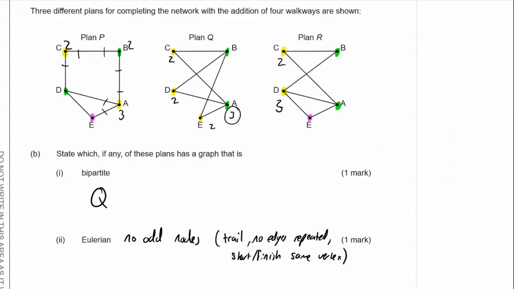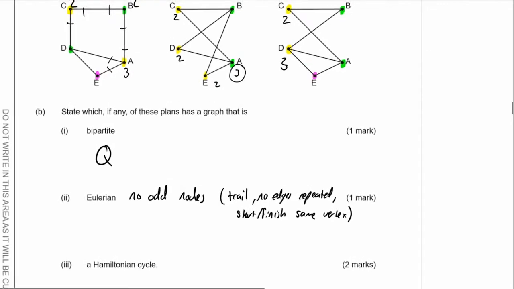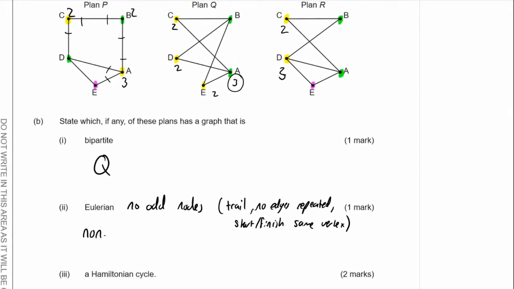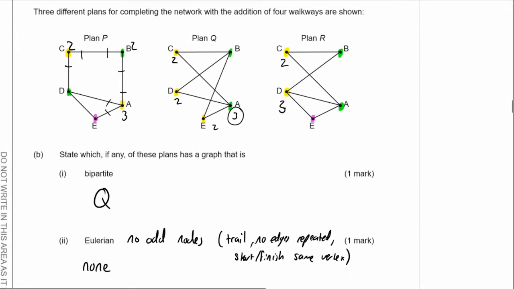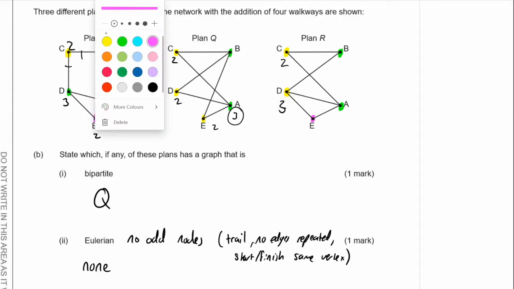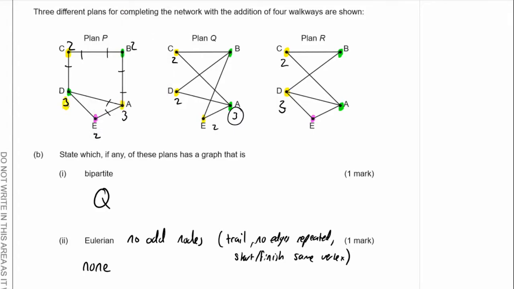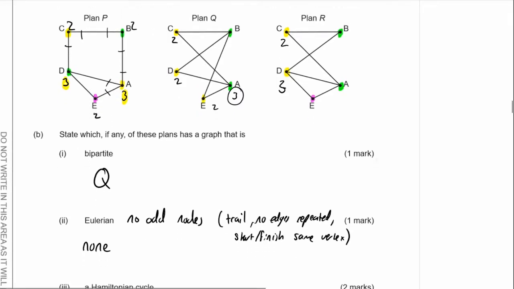So, how many of these graphs are Eulerian? None. Let's just look at plan P quickly though. E's got 2 and D has a degree of 3. So you can see that with plan P, it has exactly 2 odd nodes, and that would mean that it's semi-Eulerian.